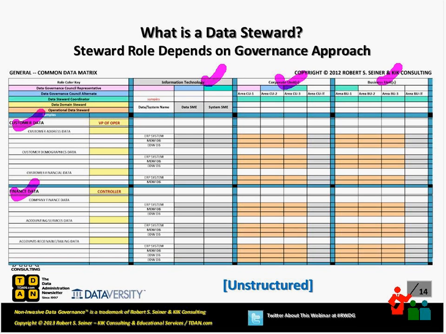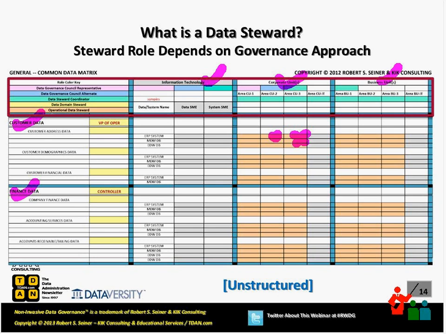So in this common data matrix, when a row meets a column, you either list the people's names in the box, or you could just put an X in the block. It says this part of the organization, they are people that are stakeholders in this data, and we need to identify who they are so we can communicate with them effectively regarding changes and things that are happening to the data that they define, produce, and use. So it's very simple to develop one of these things.